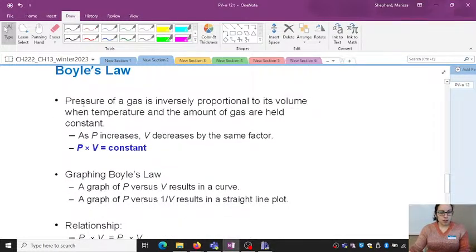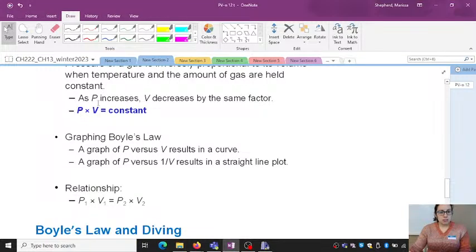And so again, the pressure of our gas is inversely proportional to its volume. As pressure increases, volume decreases by that same factor. And so the formula that you'd want to use for this is P1V1 equals P2V2. So I would write that down.